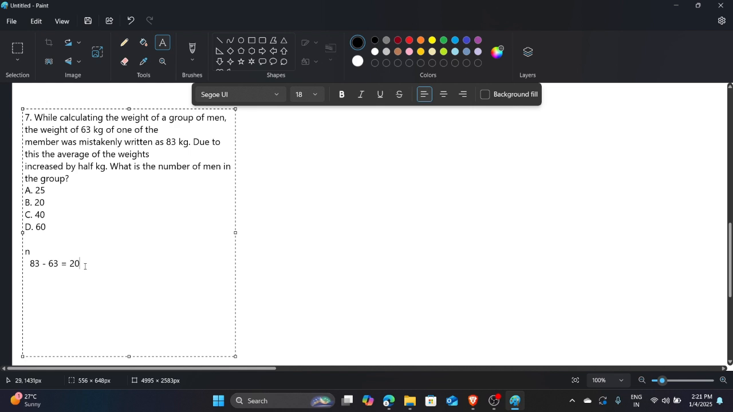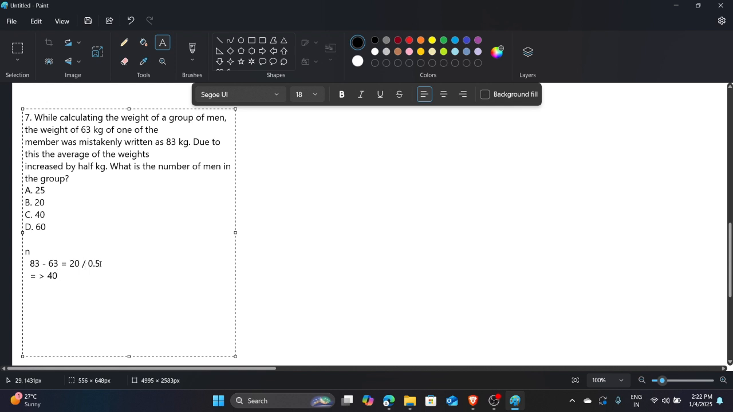It means we have to distribute the 20 kg such that each member gets half kg. So how many members? You just have to divide 20 by 0.5. So the answer is nothing but 40.